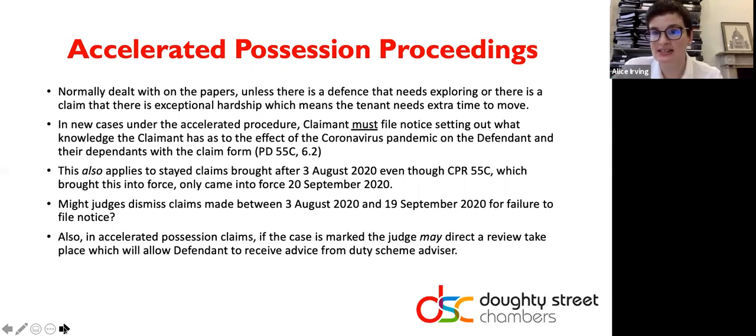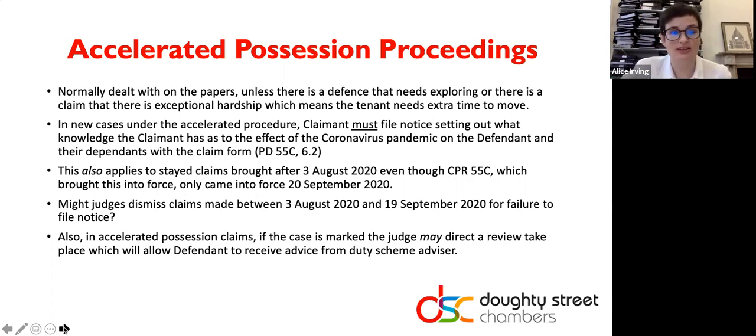So, just drawing together some threads on accelerated possession procedures, because I've been talking more generally about claims that will go through the RDAS hearing route. Accelerated possession proceedings are a bit of an exception to that. Normally, as you're aware, they'll be dealt with on the papers, unless there's a defence that needs exploring or some kind of claim of exceptional hardship, meaning that possession shouldn't be granted in the quick time frame.